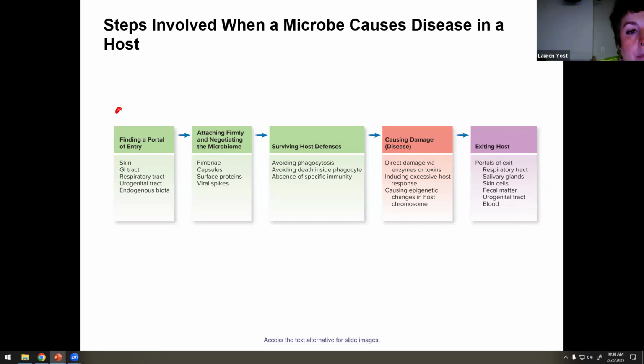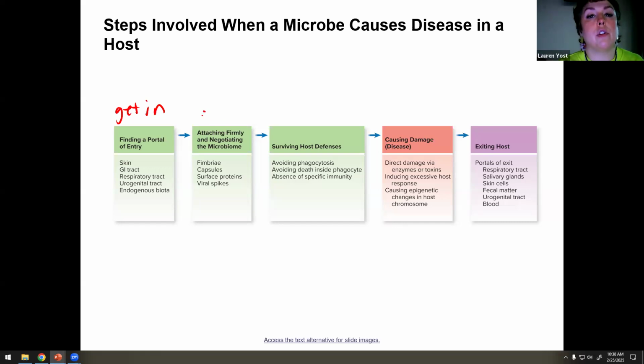But getting in is the first step. That's finding the portal of entry. Broken skin, getting in by being eaten and getting through the GI tract. You've got to survive the stomach if you're going that way, right? Things like this, getting breathed in through the respiratory tract, getting in through the urogenital tract, and all of these things. Or it could already be endogenous biome. Maybe it's just overgrowing. Attaching and negotiating the microbiome.